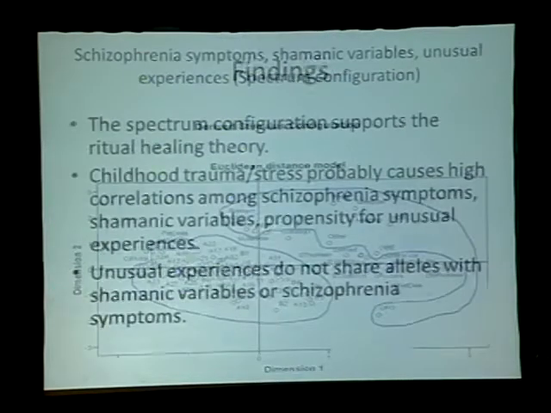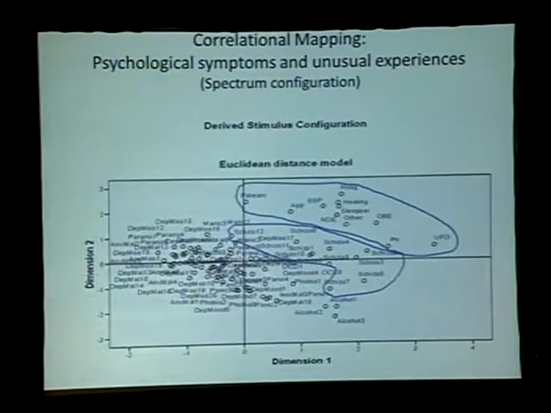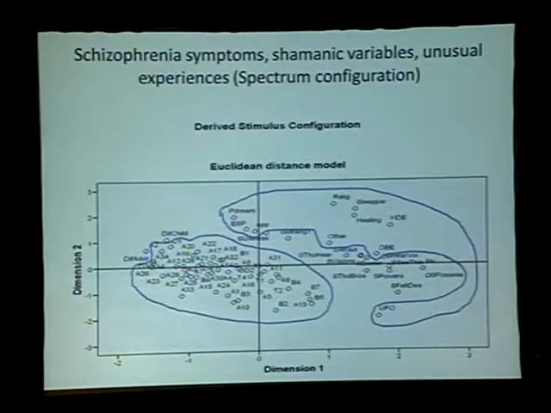Here's ESP right here, okay. Here's apparitions, here's paranormal dreams, all lying above the schizophrenia. Let's continue our analysis. Here's another chart: schizophrenia symptoms, shamanic variables, unusual experiences. This has a spectrum configuration, okay? That supports the ritual healing theory. That was our plan, right?